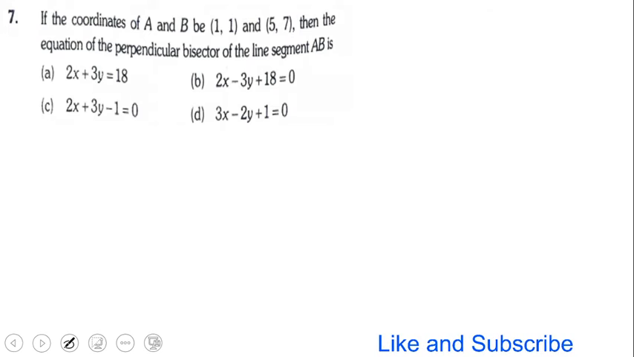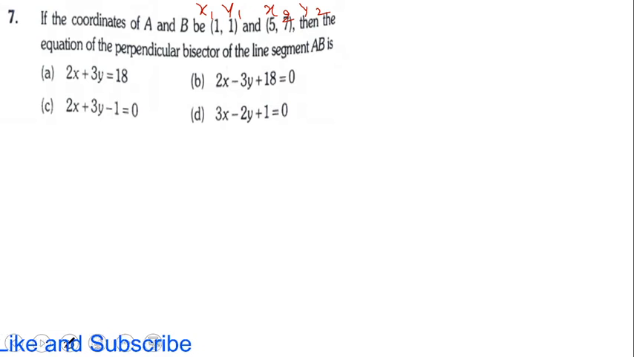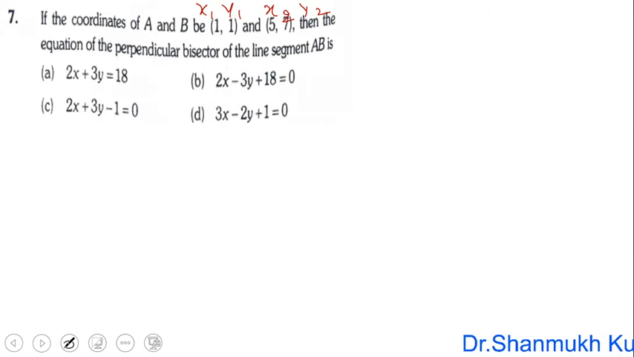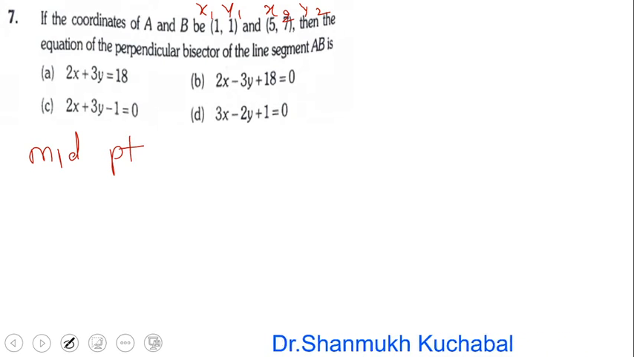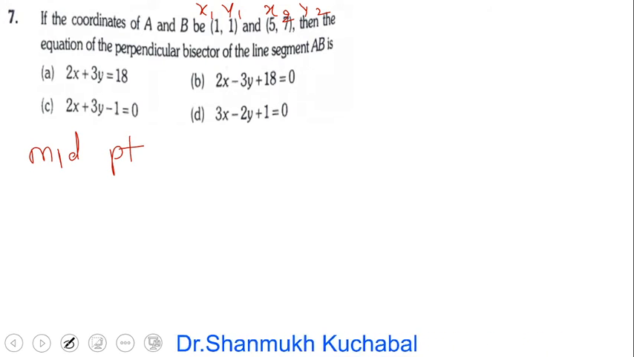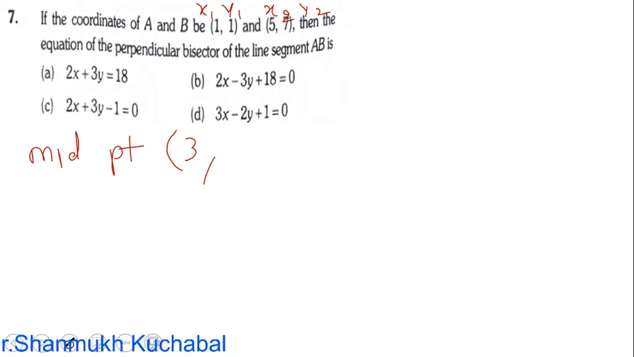So the first point I am going to consider as x1, y1, and the second point as x2, y2. The midpoint formula is (x1 plus x2) divided by 2, (y1 plus y2) divided by 2. So the midpoint we will directly write; don't use a formula. In short, we have to solve all these things. 1 plus 5 is 6, 6 divided by 2 is 3; 1 plus 7 is 8, 8 divided by 2 is 4. So the midpoint is 3 comma 4.